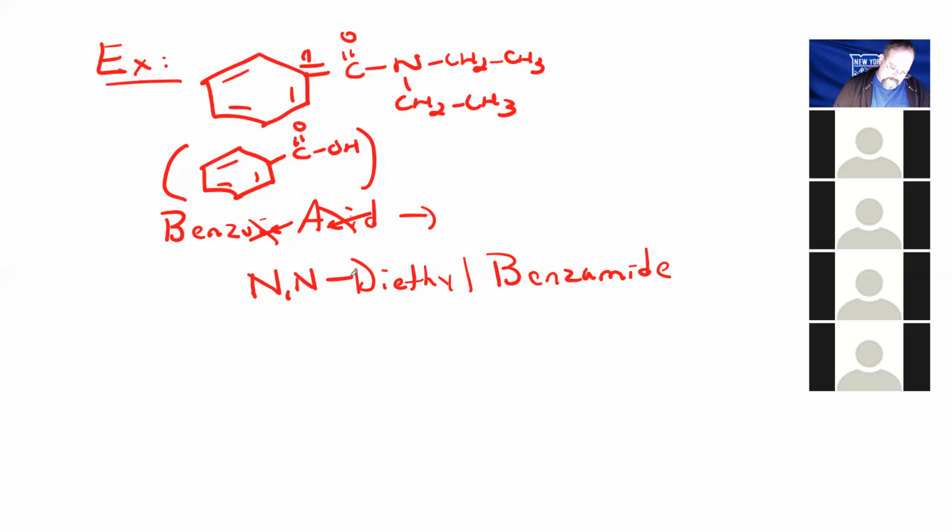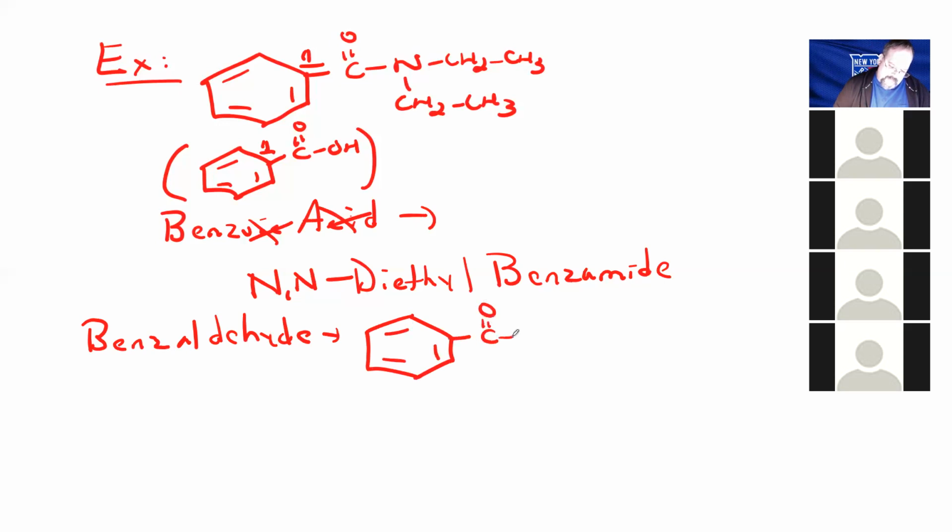Benzoic acid was one other name that we came across. Benzene ring with a carboxyl group attached to it. The ring carbon with the carboxyl group is carbon number 1. Also want to mention, just again, benzaldehyde. Benzene ring with the aldehyde group attached to it. And the ring carbon there would be carbon number 1.